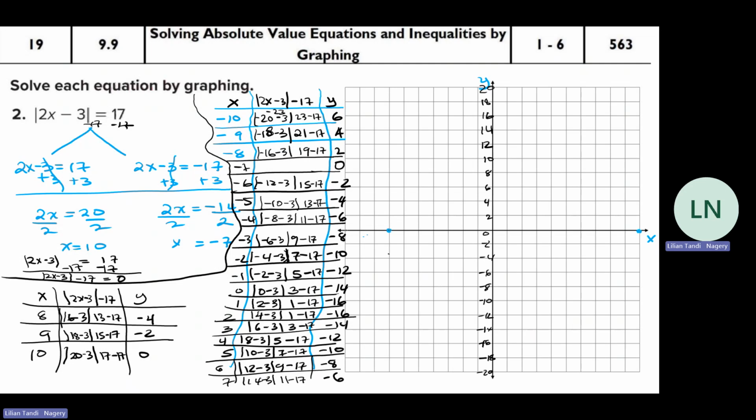So this is 10. I'm only plotting the even numbers. Well, I can plot everybody now. -10 and 6. -10 and 6 will be here. Let me get a red so you can see. -10 and 6 will be here. -9 and 4 will be here. And then like that, okay? -8 and 2. -7 and 0. -6 and -2. Okay? Then -5 and -4. -3 and -8.